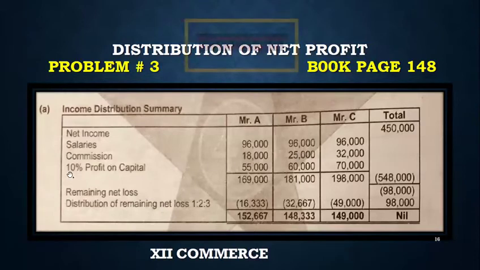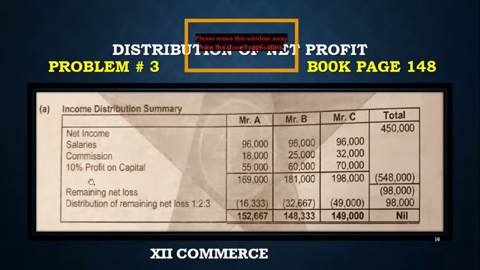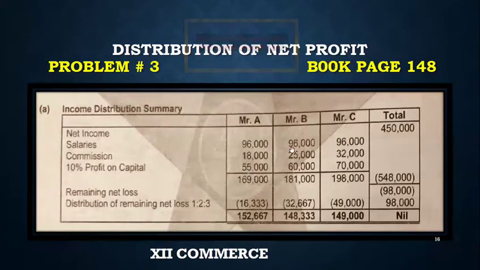As I told you just now, the 10% of capital means it's 550,000 your capital, then 10 divided by 100. It is 600,000, again 10%. Hope you all are capable enough to do it, because we have done this a lot in the previous chapter. Then what you have to do? You have to do vertical totaling: 96,000, 18,000, 55,000. ठीक है? Then after vertical totaling of Mr.